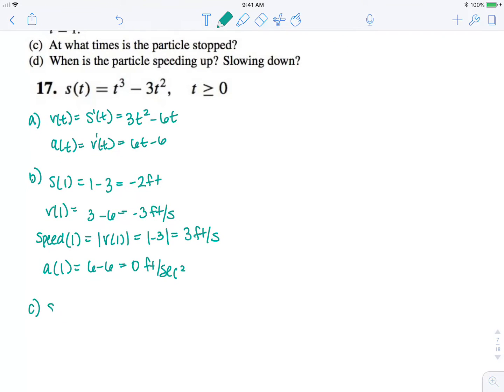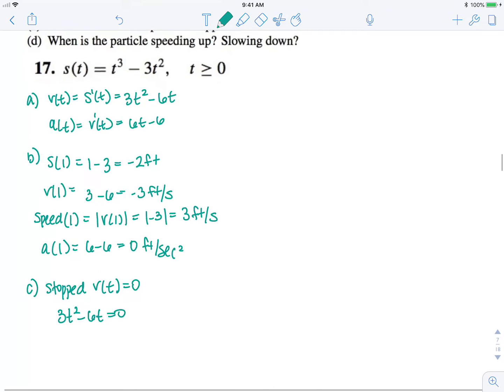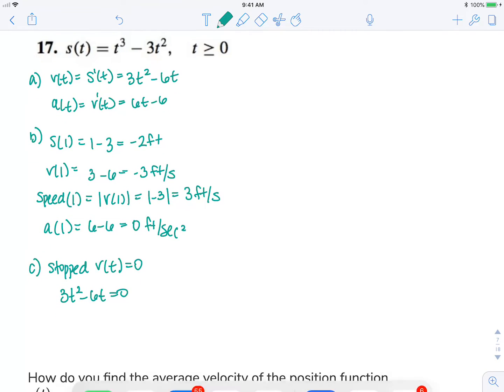So we know the particle is stopped when the velocity is equal to 0. So that is when 3t squared minus 6t equals 0. We've created a quadratic equation we can solve by factoring. I'll factor out a 3t, and that leaves t minus 2. So t equals 0 and t equals 2 seconds is when the particle is stopped.